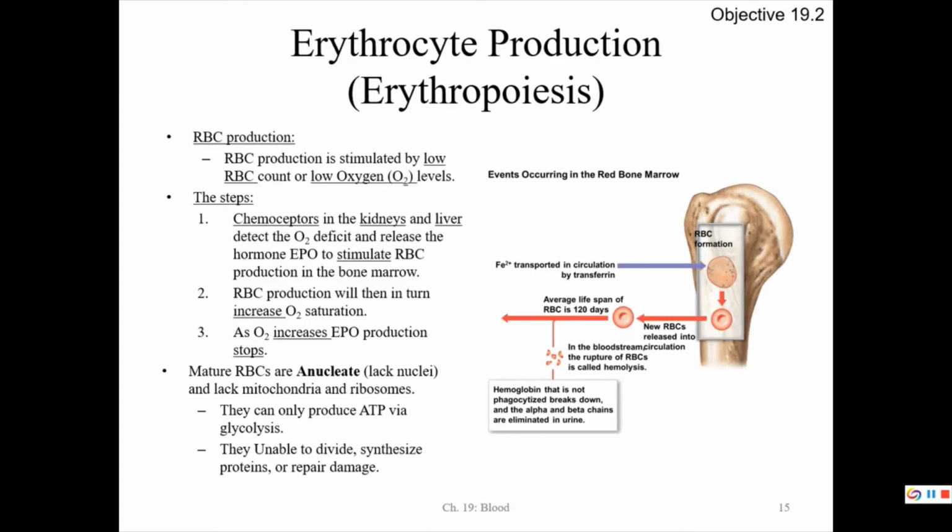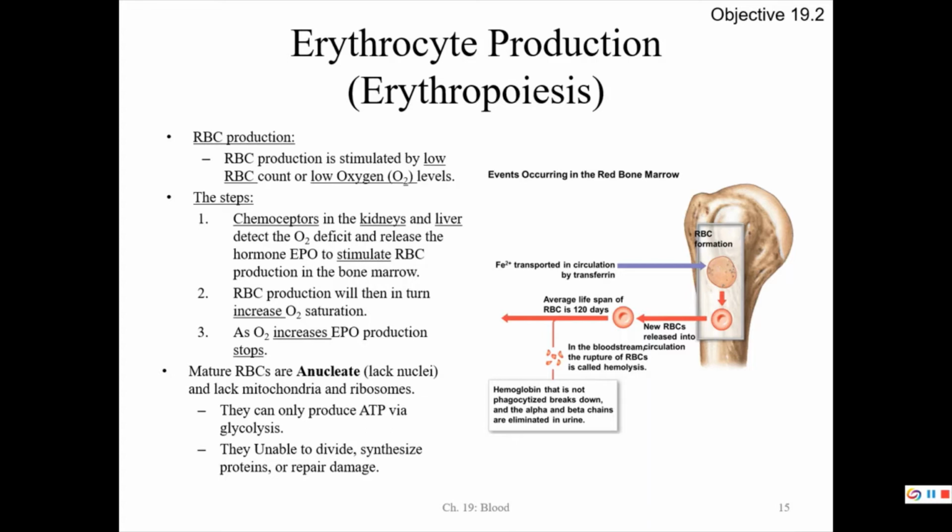Now let's talk a little bit about how we produce this. In the bone, there are the hemocytoblasts, and they are in the red bone marrow. The red bone marrow, being the site of production, has to know that we have a low red blood cell count or low oxygen. So how do we do this? Well, red blood cell production is stimulated by low oxygen levels or low red blood cell count, anemia or hypoxia.